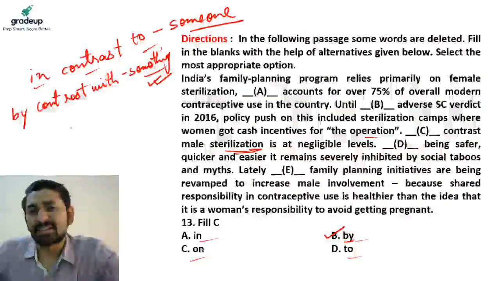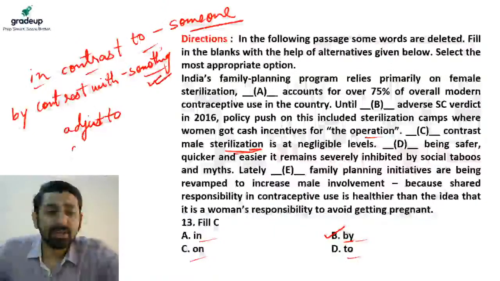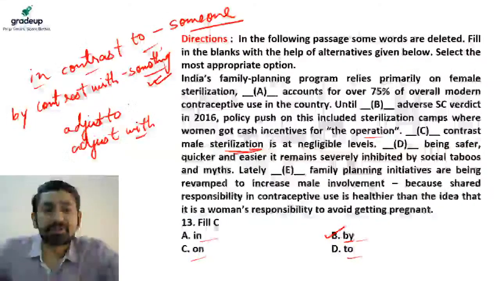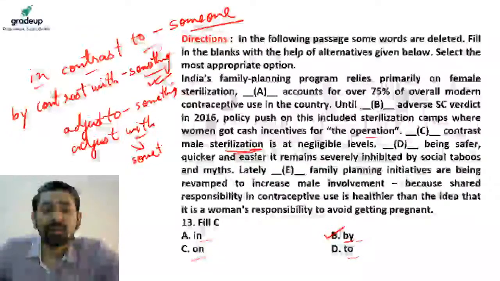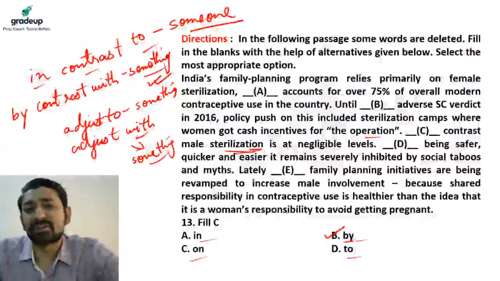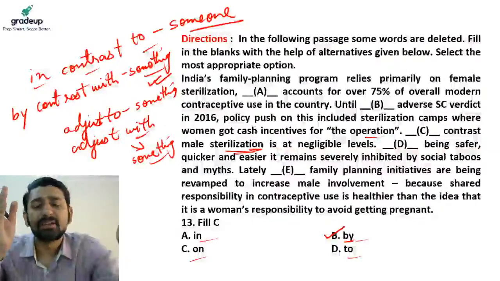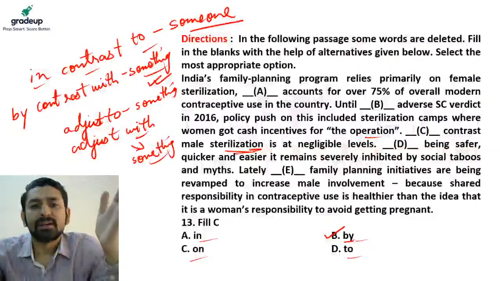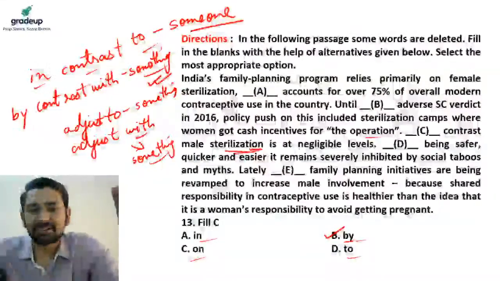Guys, even phrasal verbs, many phrasal verbs, when we talk about adjust to and adjust with, what is the difference? You say adjust to something and adjust with someone. So in English, there are several such words where the prepositions differ when you're talking about something and when you're talking about someone. In both the cases, the prepositions that we use are actually different.